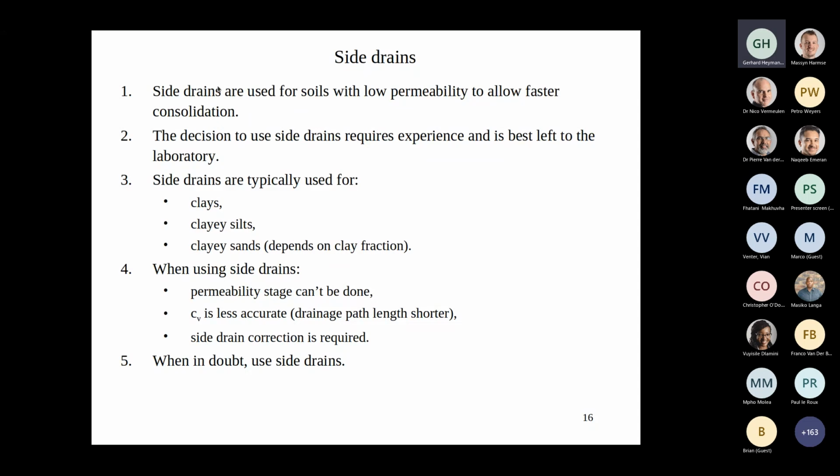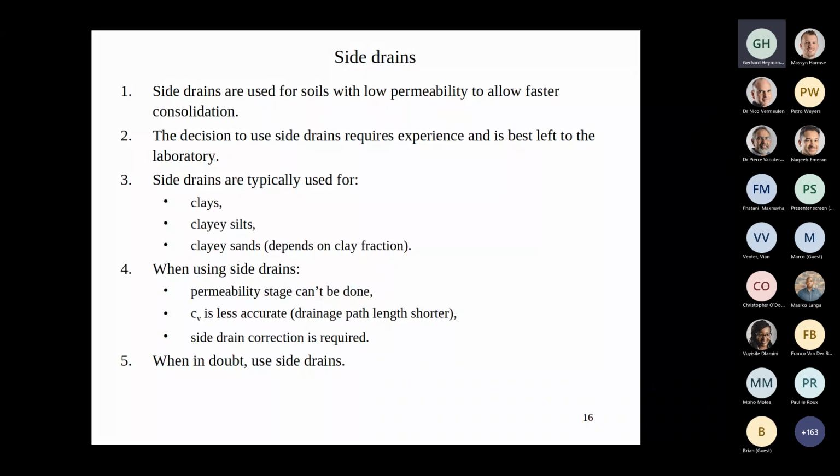Side drains: we use them for clays simply for practical reasons and to speed up the process. And here I have to say, if you're the engineer, leave the decision on whether to use side drains or not up to the lab. They have the experience. By touching the soil, by preparing the specimen, they can see, oh, we're going to have a problem. The drainage is going to be too slow. Let's put on side drains. And I always say, when in doubt, use side drains.